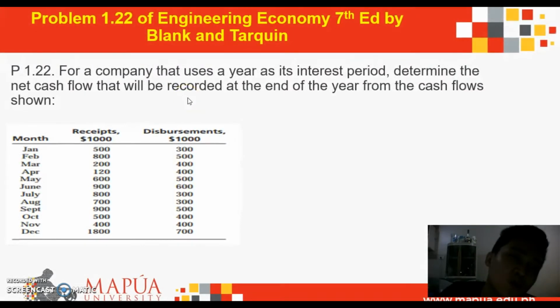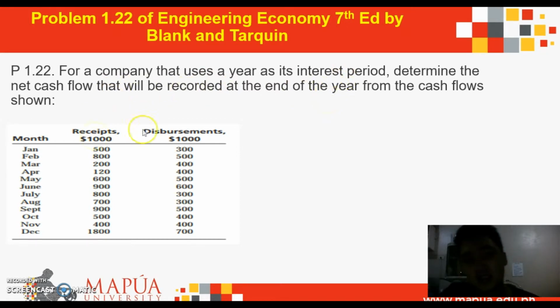For problem 1.22, for a company that uses a year as its interest period, determine the net cash flow that will be recorded at the end of the year from the cash flows shown. So in this table, we can see that in 1 year, or for certain months, there will be receipts and disbursements. Disbursement is an act of paying money, especially from a fund.